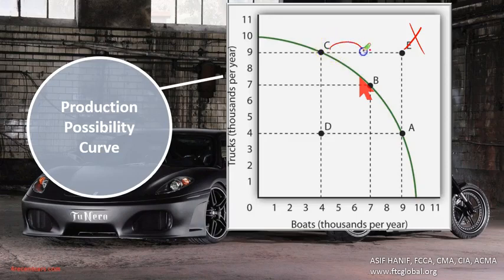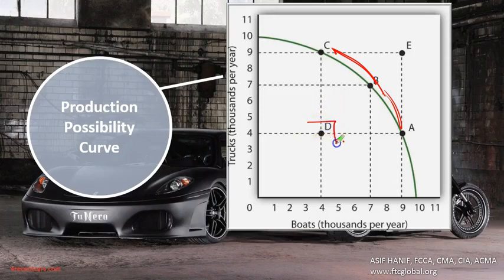We can move from anywhere between A, B, and C. We can always move here or there. But whenever we move along the curve, our opportunity cost would increase. Whether you move from C to B, you will have to sacrifice more boats. If you need to move from B to C, you will have to sacrifice more boats for more trucks. So opportunity cost is at an increasing rate.